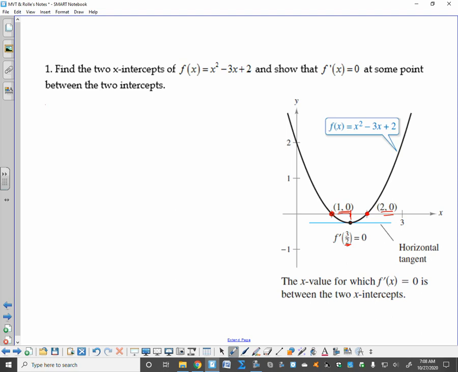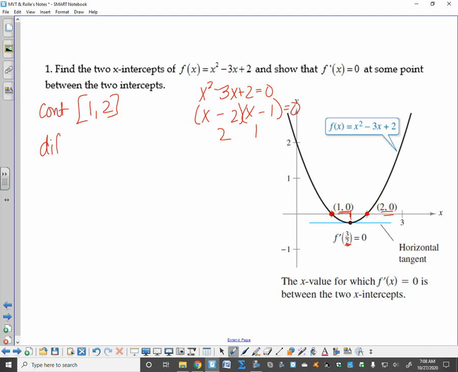First you have to say continuous on the closed interval between the two x-intercepts. I guess I have to find the intercepts first because I don't have an interval. So let's solve this, because that's how you find x-intercepts. I got 2 and 1. So continuous on the closed interval from 2 to 1, differentiable on the open interval from 2 to 1. Now I need to prove that f of 2 equals f of 1.